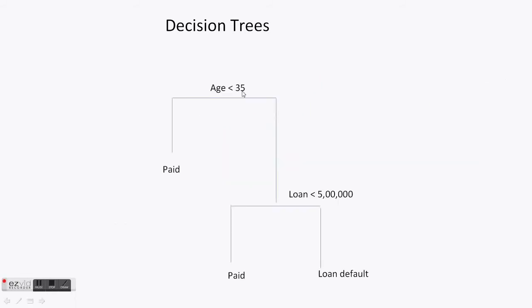Okay, so we can create a decision tree like this. If age is less than 35, the loan is paid. And similarly, if the loan is less than 5 lakh, it is paid. For greater than 5 lakh rupees, you have a loan default. So this is the technique that decision tree uses.